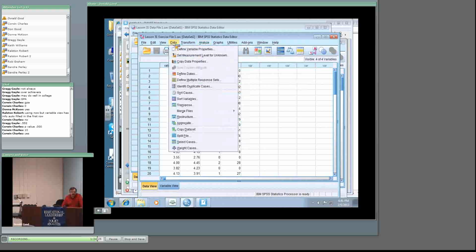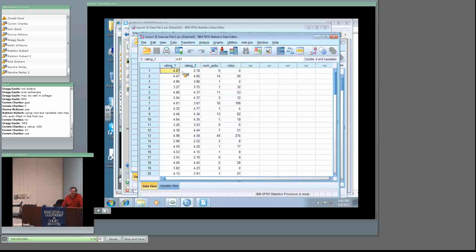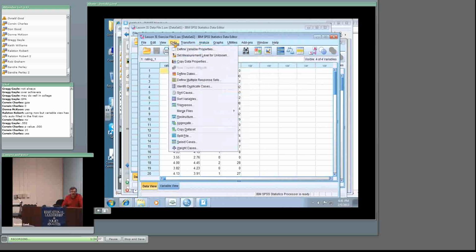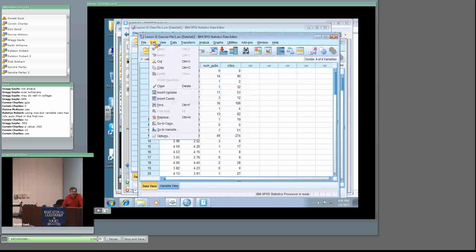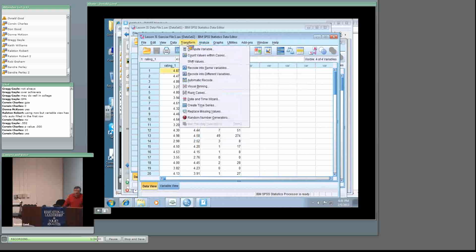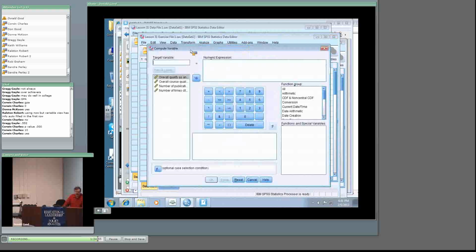If I want to average, and the first line is averaging 4.87 and 2.78, what do I want to do? Oh, there it is. I want to go to Transform. And we'll do some examples of that. I'm just going to introduce this concept right now. I'm going to go to Transform, Compute Variable. Again, I want to average the two first ratings. And I'm going to call this overall rating.